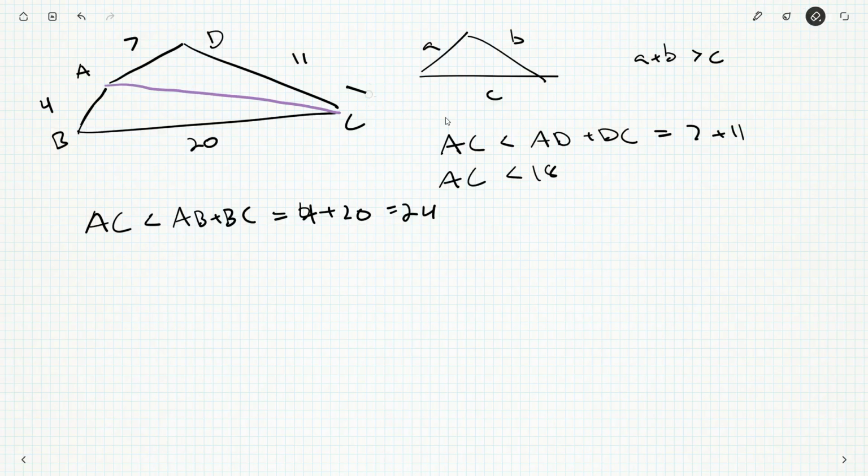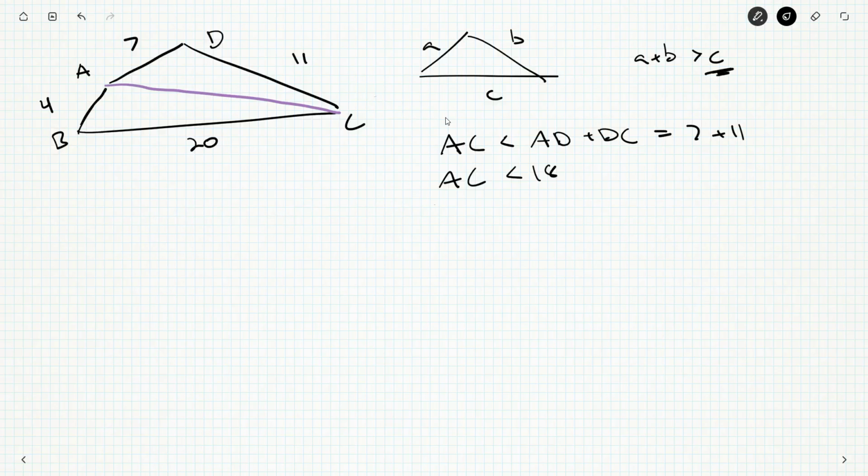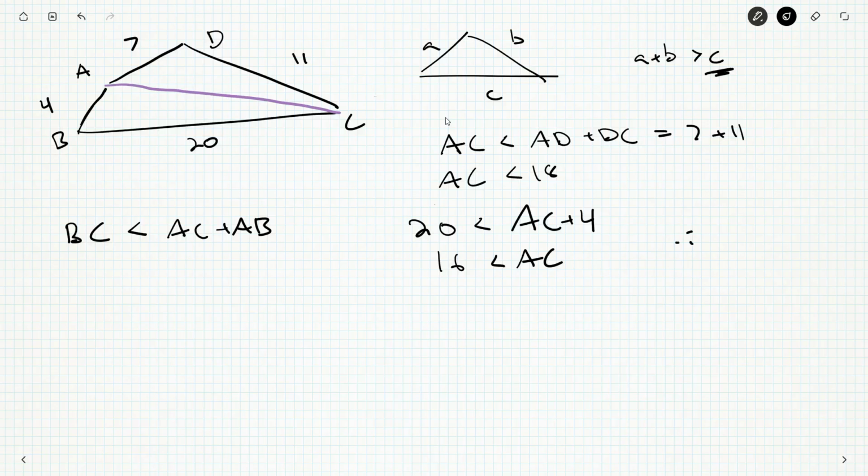But we don't just have this in it. AC doesn't have to be the C length here. It could be one of the A's or B's. And so with respect to that, we know BC must be less than AC plus AB. But that tells me 20 is less than AC plus 4. And if I rearrange that, 16 is less than AC. So 16 is less than AC is less than 18, but AC is an integer. AC is going to have to be 17. Okay? And it all came about by using the triangle inequality.